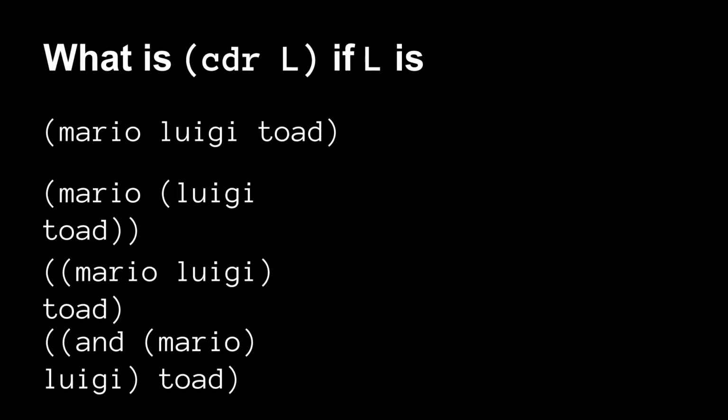So let's look at the opposite. The cutter of L, given these lists. So for the first one, since car of L was Mario, then cutter of L will be everything else. So it'll be the list of Luigi, Toad. Well, what about the next one, where Luigi, Toad is inside of a list?